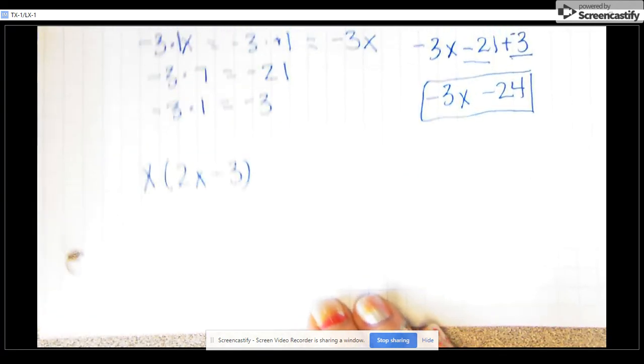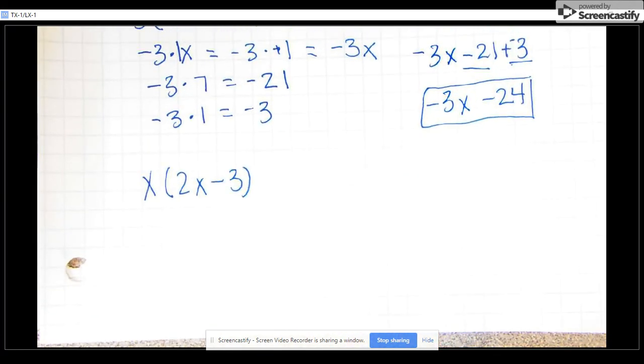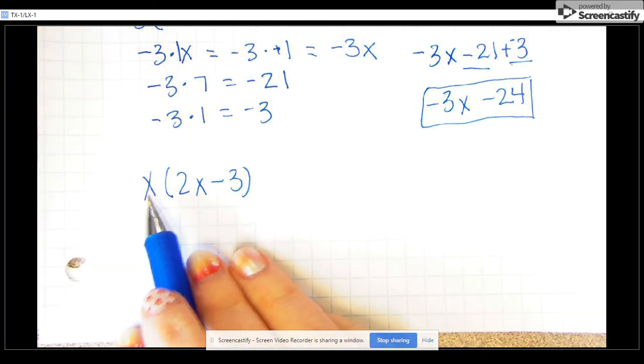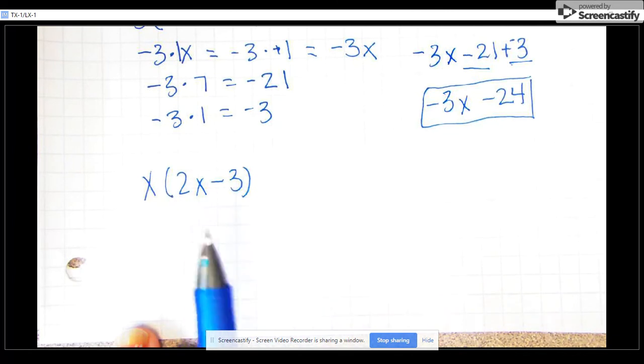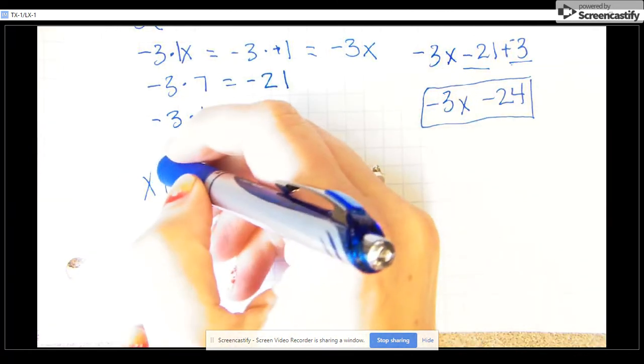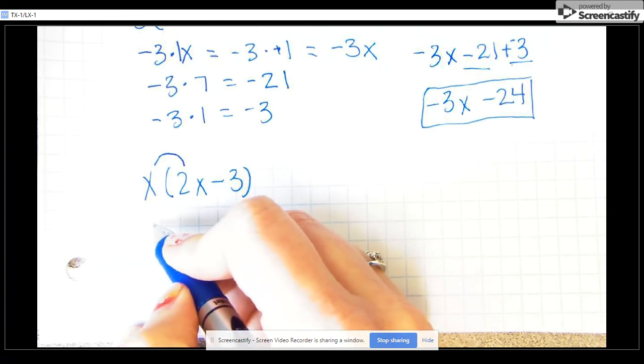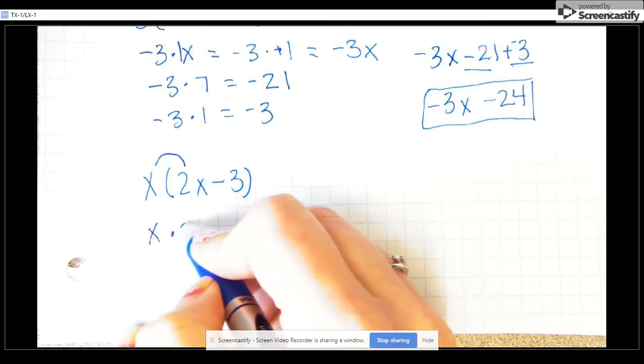The last problem we're going to do is a challenge, but I know you can do it. I am going to do distributive property, but this time I have an x in front and an x inside. But I'm going to do the same steps as before. I'm going to multiply x by 2x. So x times 2x.